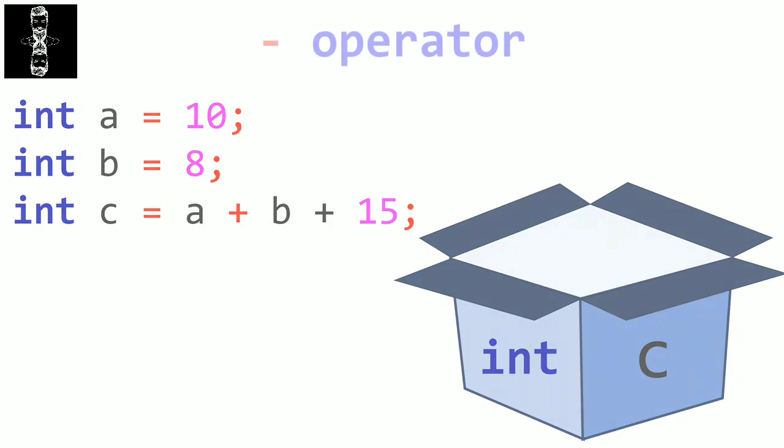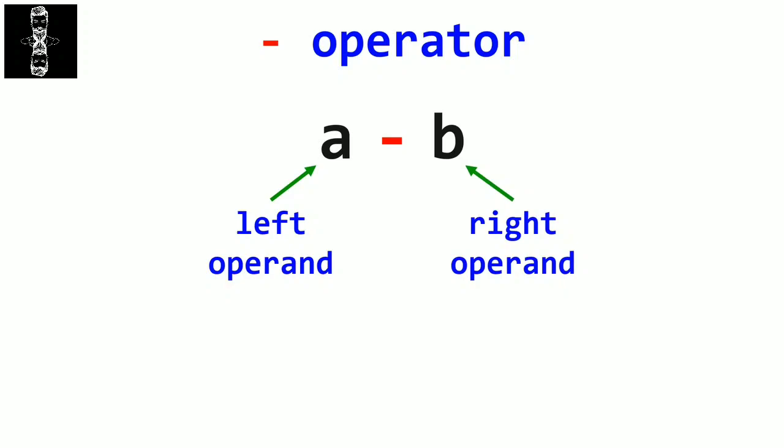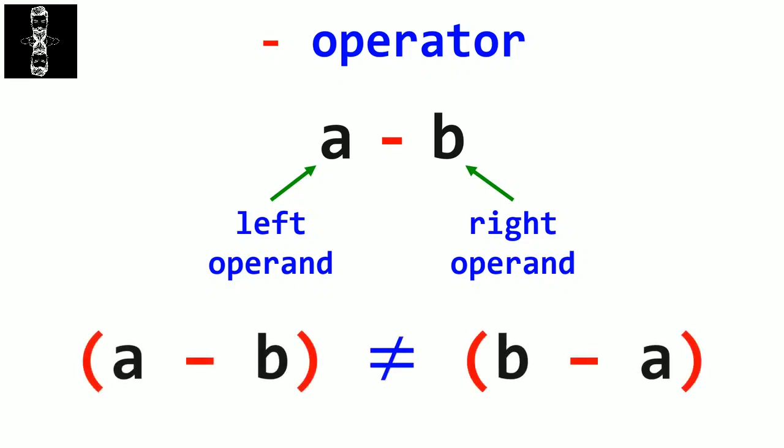Now, the second arithmetic operator, the subtraction operator, represented by the minus symbol. Same thing here, it's a binary operator. We need an element from the left and one from the right, and it will return the difference between them. So the order here is important, because the subtraction isn't associative.